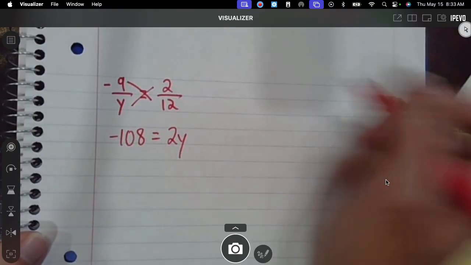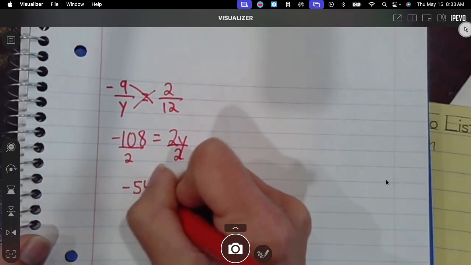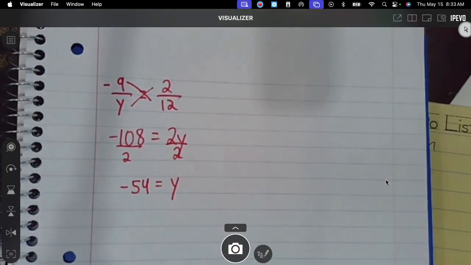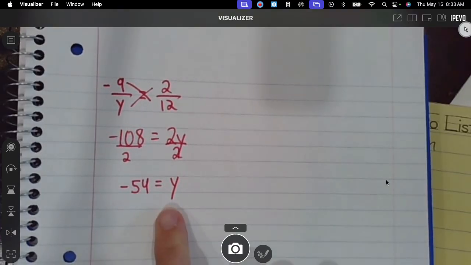What would I do? Just divide by 2. So we get -54 equals y. There you go. Mine was different, but I got the right answer. Yeah, you could probably do plug and play as well. What did you do?